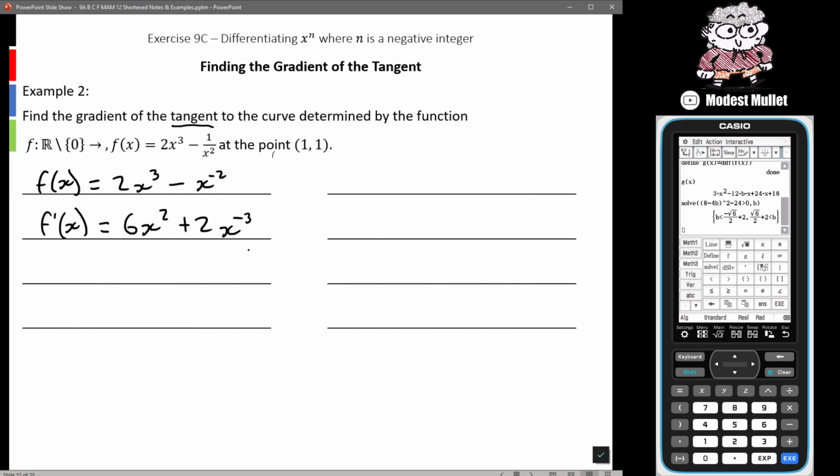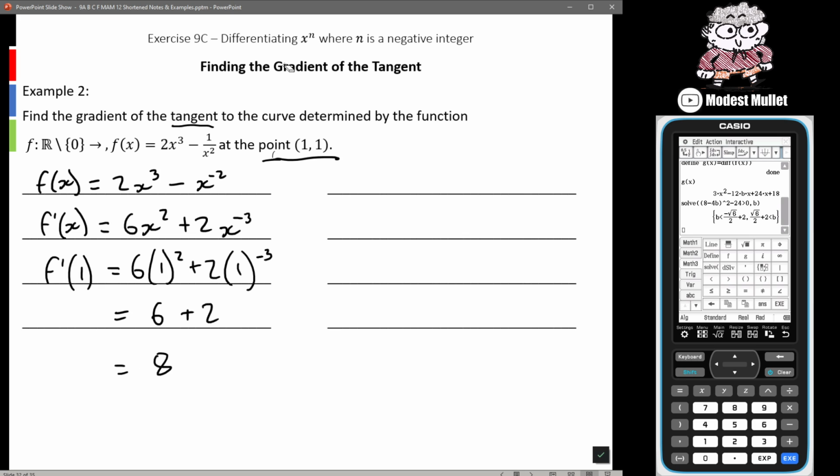And we want to find it at point (1, 1). So we just need to find f dash of 1, which is equal to 6 by 1 squared plus 2 by 1 to the negative 3, which is equal to 6 plus 2, since 1 to the power of anything just stays 1. So the gradient at that point is 8.